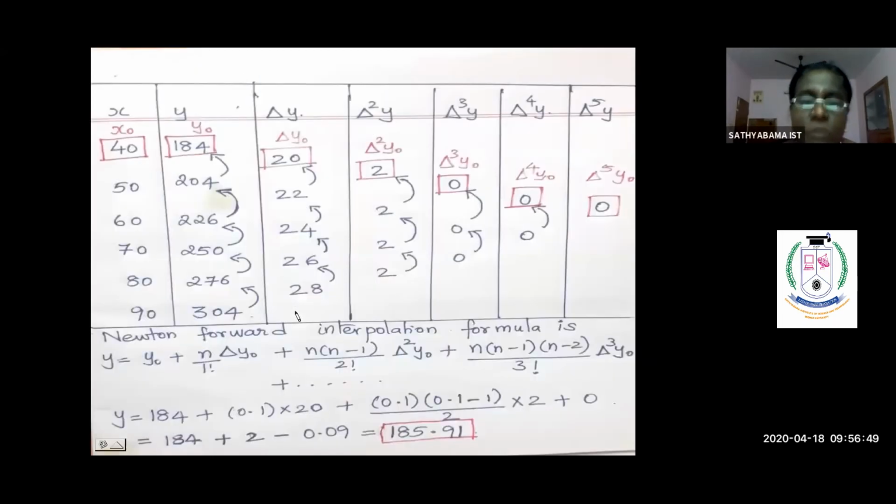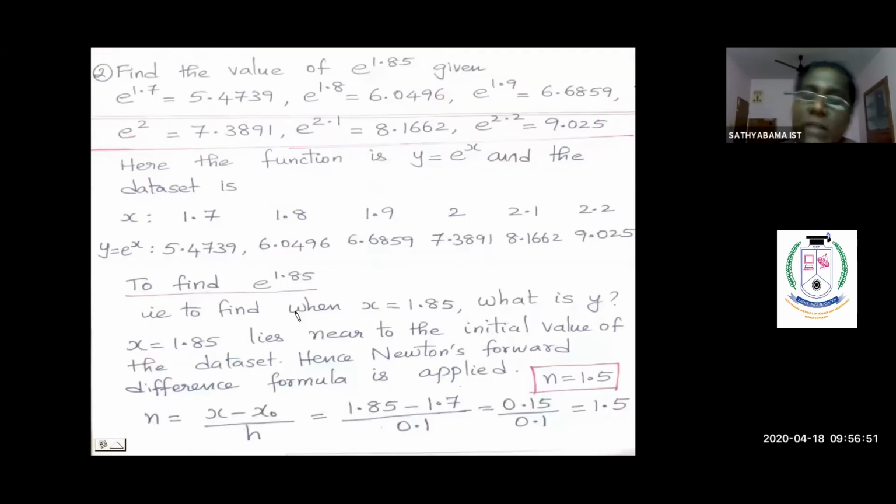So now we'll go for the second example. Whatever examples I have considered in this PPT, you can see each and every problem is of a different case. So when you practice, do all the different cases at least once. Now I have taken the second example. You see, it's not like a table. It has been given as values.